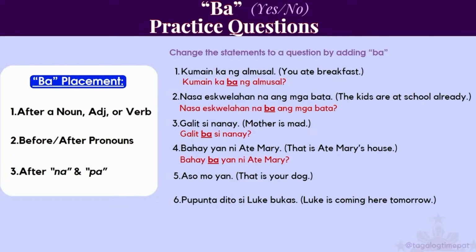Number 5, aso mo yan. That is your dog. It would be aso mo ba yan? So tricky. You might have put ba after aso, but mo is one of those pronouns that has to go before ba. And just one of those things that we have to remember again.